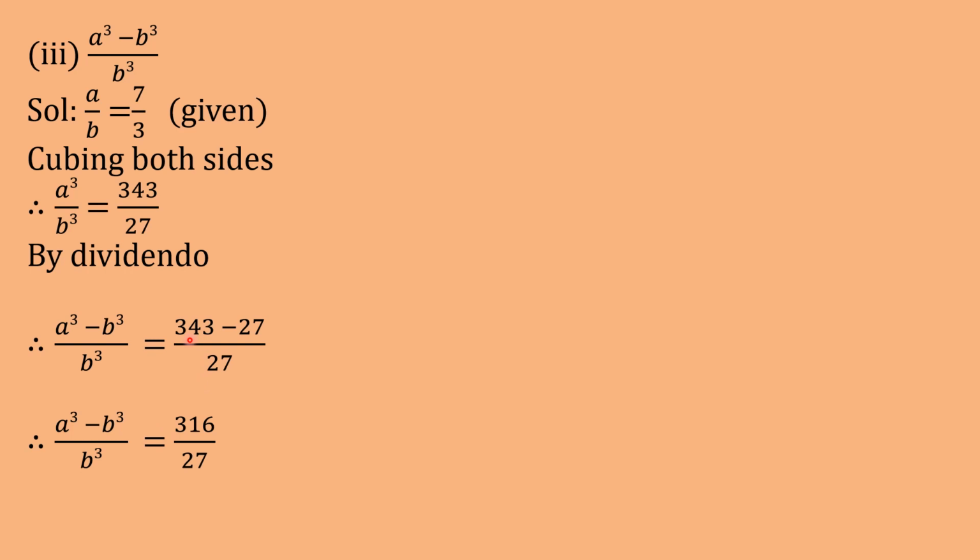Further you'll write down the next step, that is a cube minus b cube upon b cube is equal to, if you do 343 minus 27, you will get 316 upon 27. Further it will not simplify, so you'll write down in ratio form, that is a cube minus b cube upon b cube is equal to 316 is to 27. I hope students you are understanding the sums.